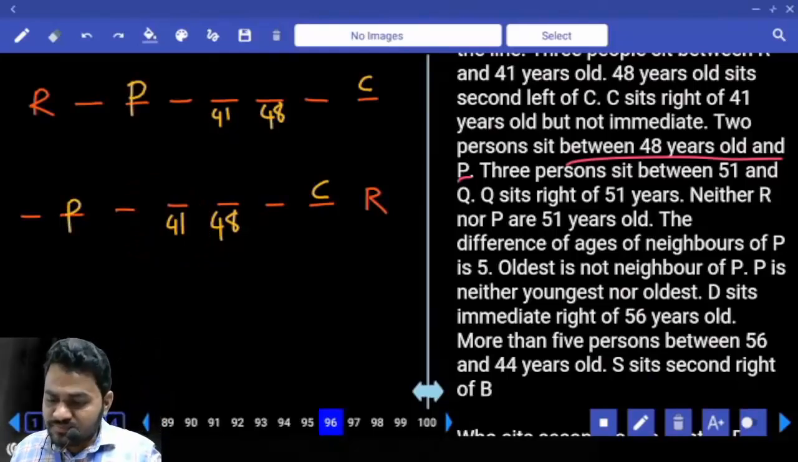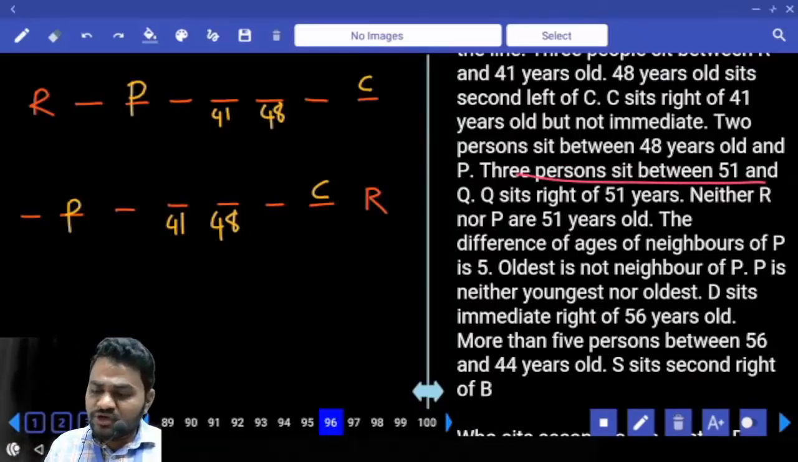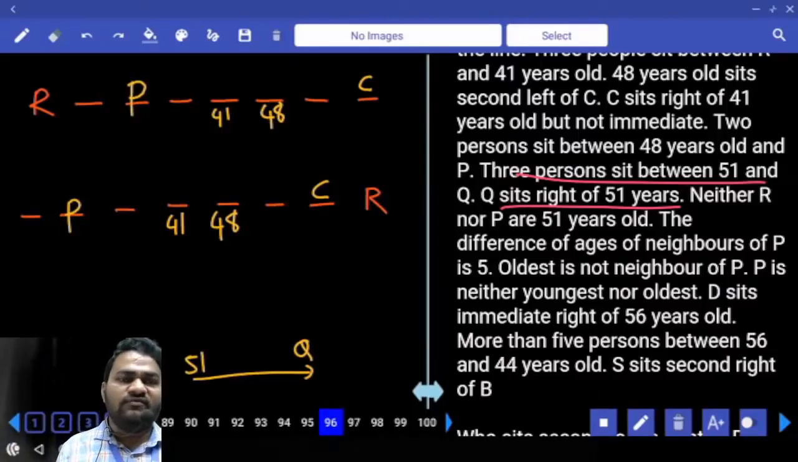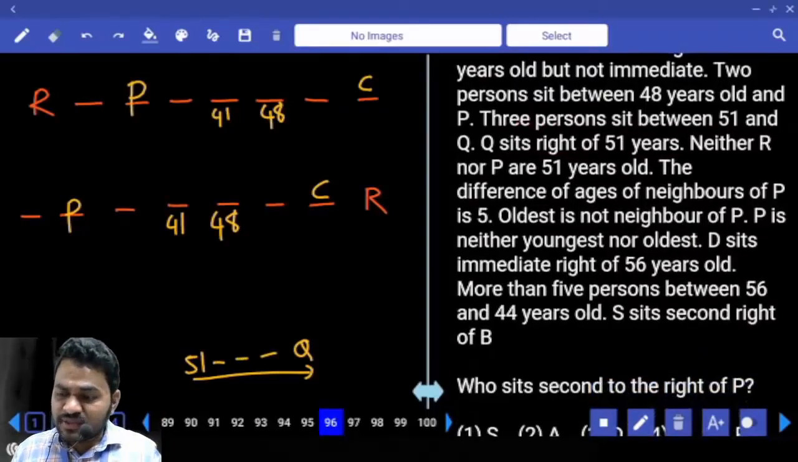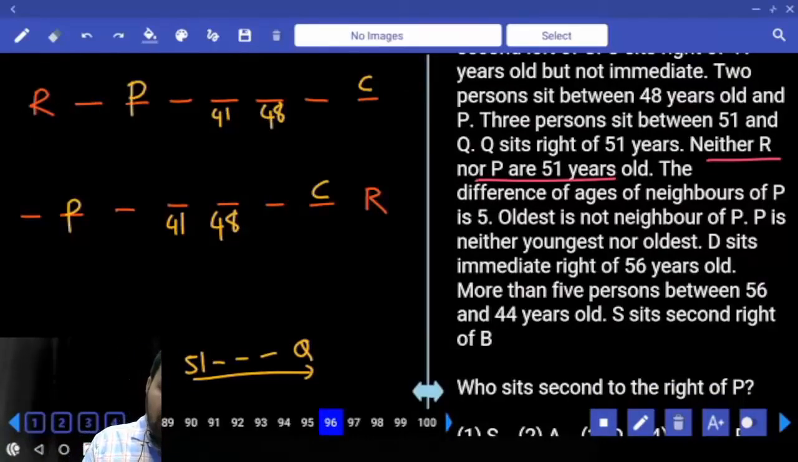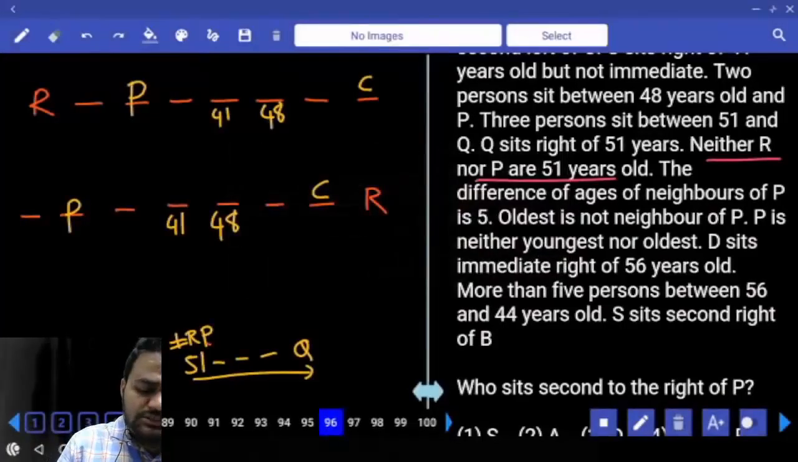The next one: 3 persons sit between 51 and Q. Q sits right of 51. So wherever 51 is, right of 51 we need to fix Q, but in between them we need 3 places. Next, neither R nor P is 51 years old. The immediate neighbors of P are 5 years. That is some other condition here, right? So let us verify the positions of 51.